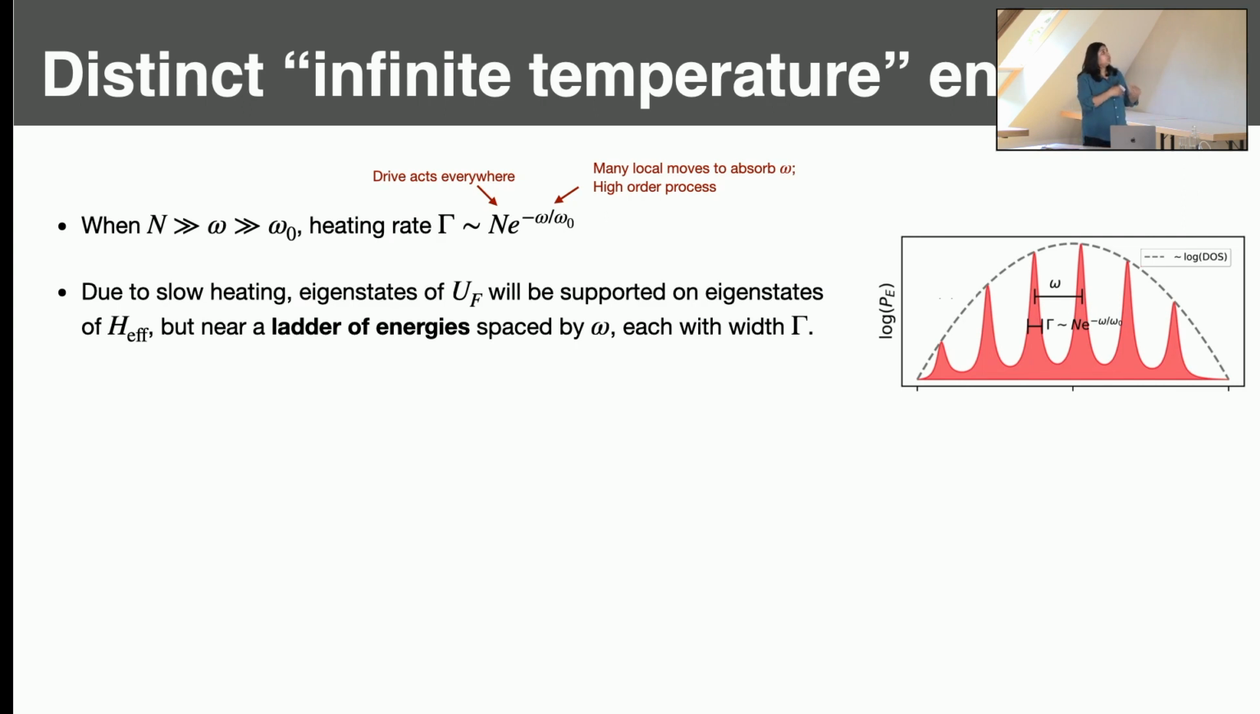Because of this low heating, the eigenstates of the Floquet unitary are not just going to be the eigenstates of H effective. If your frequency was much bigger than the bandwidth, then the eigenstates of H effective and the eigenstates of U Floquet more or less agree. But when this is not true, the eigenstates of U Floquet are not the eigenstates of H effective, but they're supported on a ladder of energies spaced by omega, because as a result of this drive, you're connecting energies that differ by omega. But each of the states in the ladder has a width which is set by this heating rate.